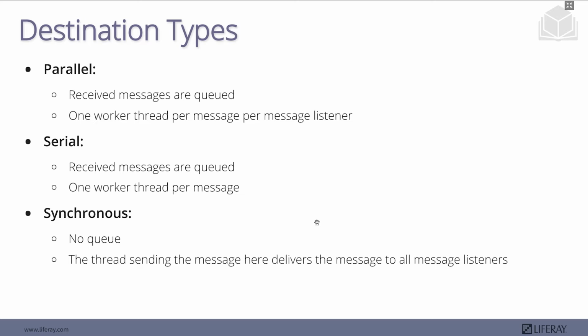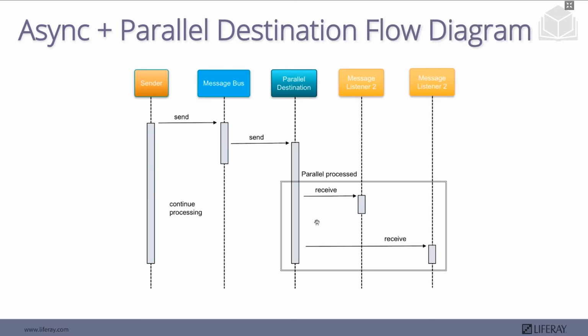Serial, right? Same idea. Our messages are queued up, but we'll have one worker thread per message that comes in. And then finally, synchronous. This is going to be sent directly to the listener. So no queuing up, it's just going to go directly where it needs to go.